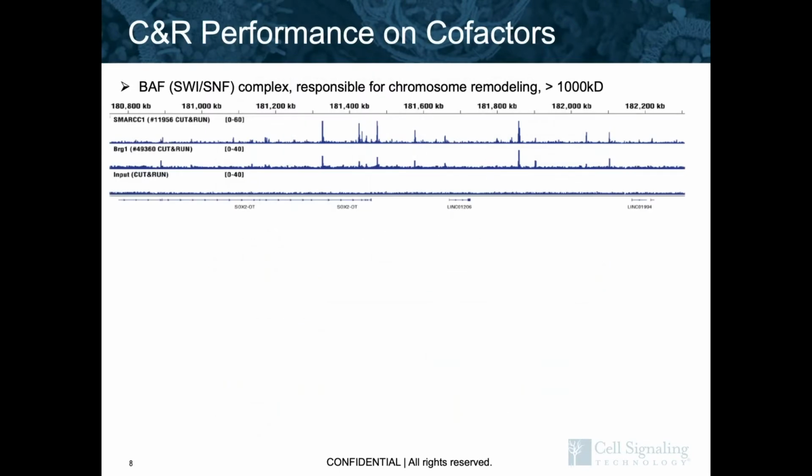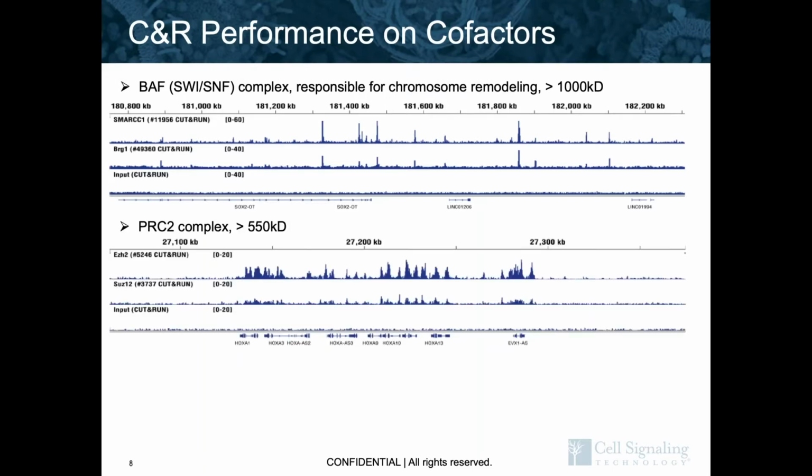As cofactors are the most difficult target type and researchers have the most concern about this type of protein, I'd like to show you a couple more examples of cofactors with our CUT&RUN kit. Cofactors SMARCC1 and BRG1 are two components in the BAF complex, which is larger than 1000 kD. You'll see that they both exhibit binding peaks in the CUT&RUN assay, and their binding patterns match each other, which is consistent with their biological function within the genome.